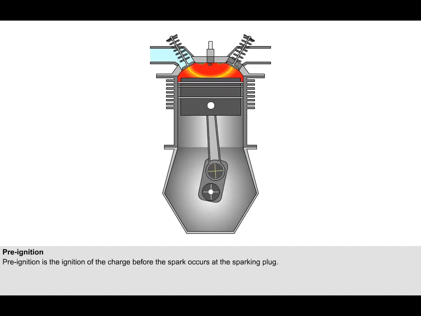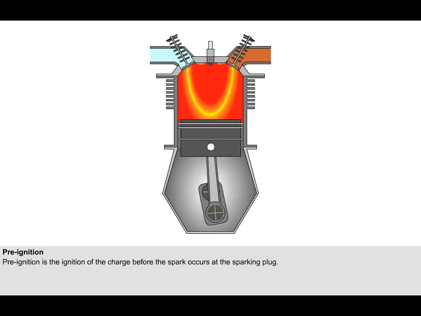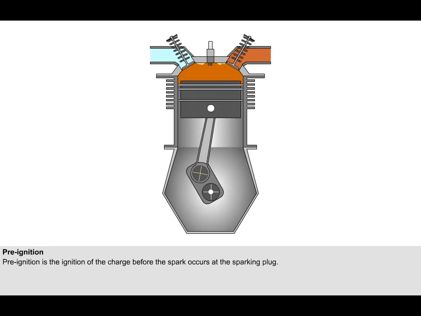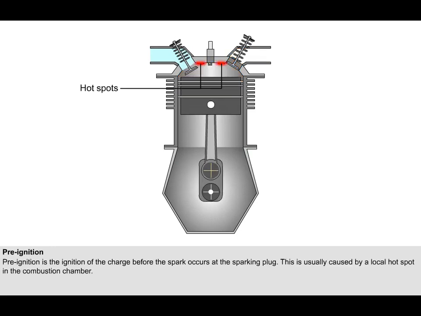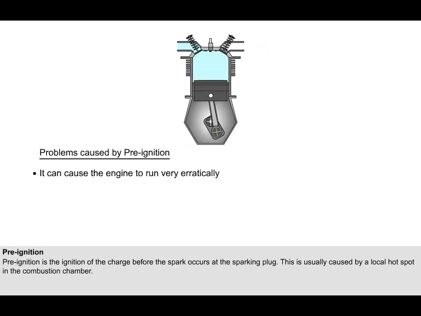Pre-ignition is the ignition of the charge before the spark occurs at the sparking plug. This is usually caused by a local hotspot in the combustion chamber, such as incandescent carbon or very hot sparking plug points. Pre-ignition can cause the engine to run very erratically.